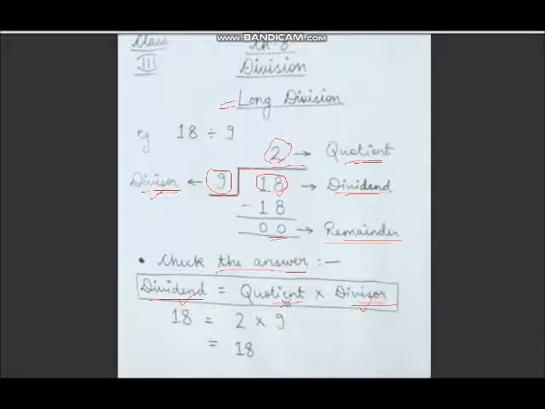So we will check कि जब हमने quotient और divisor को multiply किया we are getting the same dividend or not. So 2 into 9 or 2 times 9 is 18. So here dividend जो यहाँ पे लिखा था हमने and यहाँ जो हमारा आंसर आया है dividend में both are same. That means our answer is correct.